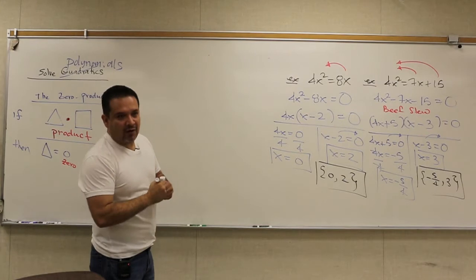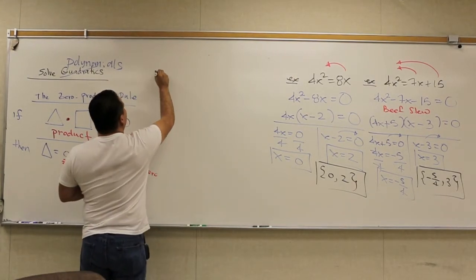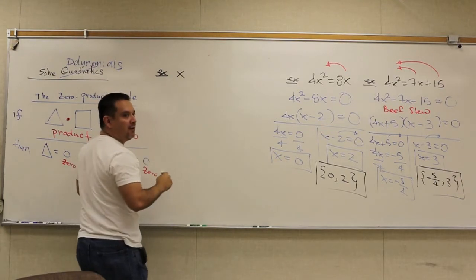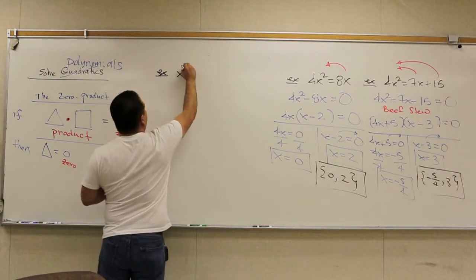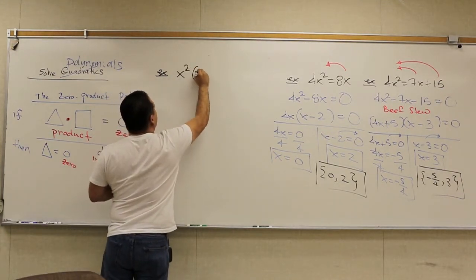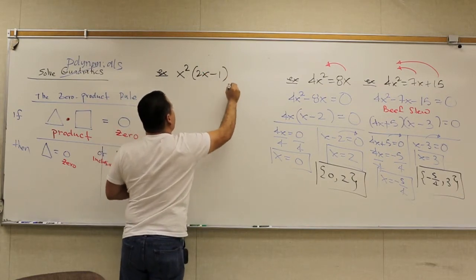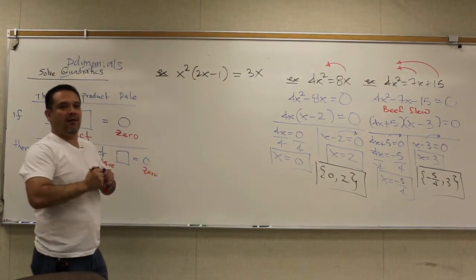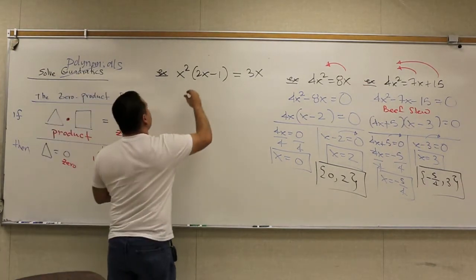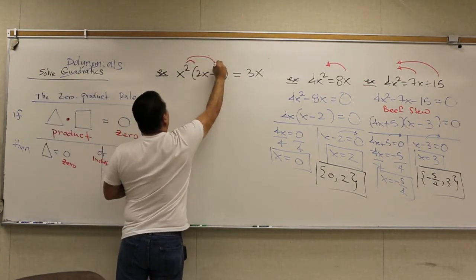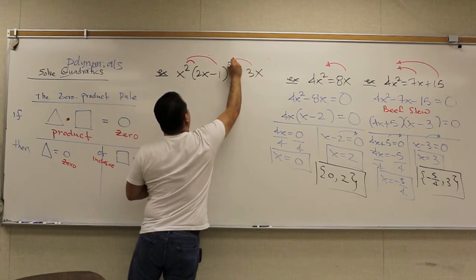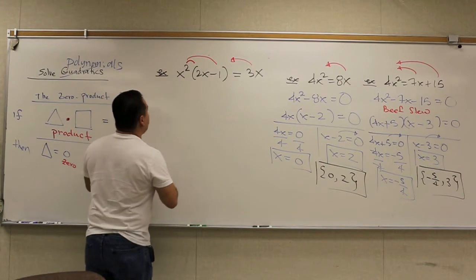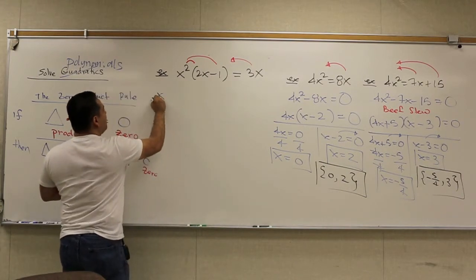Now, that last one, what was it? What did you guys get? X squared times 2x minus 1. Okay, did you guys have fun with this one? Let's take a look. Let's see what happens. Remember, you're going to have to do a couple things. I'm going to have to translate, right? Because I need that to be 0. I'm going to use the zero product rule. That's what this is all based on.